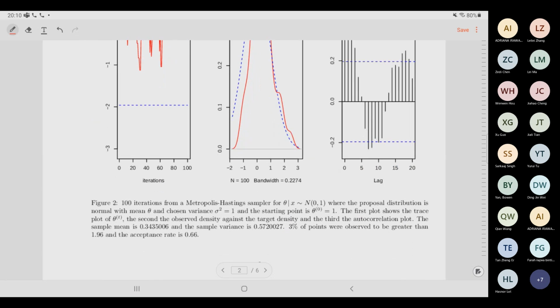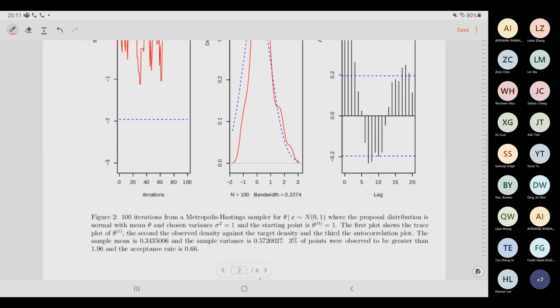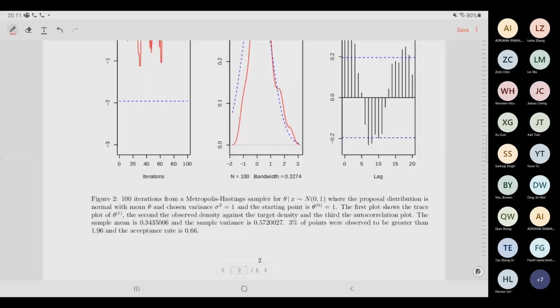Okay, and if you are only using 100 iterations, then the sample mean is 0.343 and the sample variance is 0.57, right? The target, it should be normal 0, 1. I mean, the true value is normal 0, 1. So this is when using 100 iterations, and usually for multiple testing, you have to use more than 100.